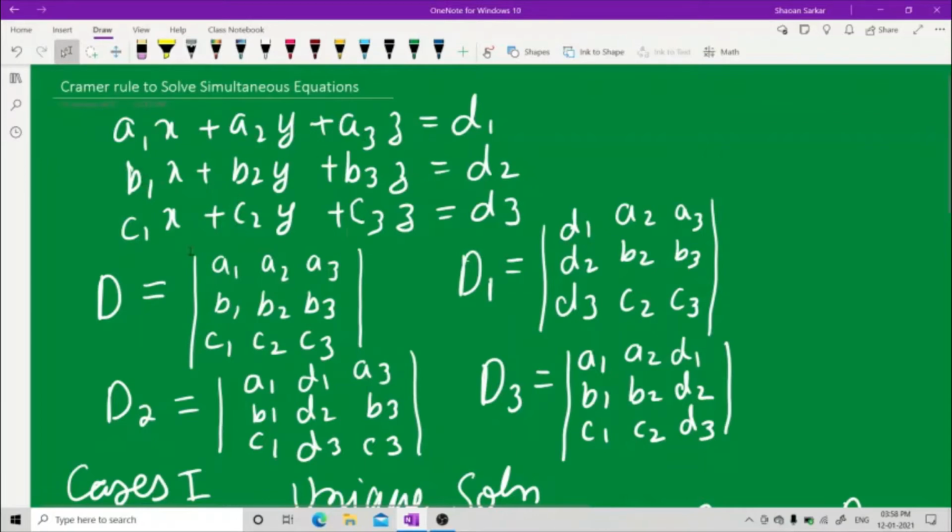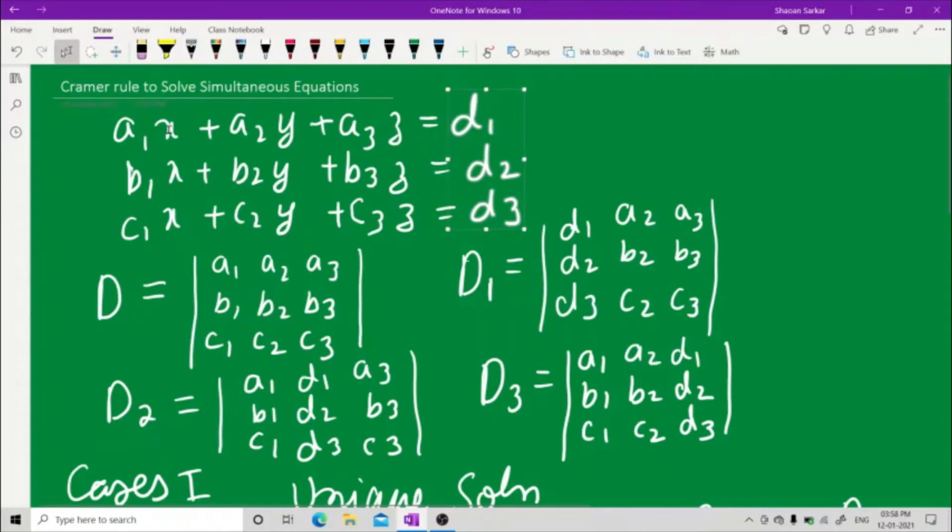Now you will take the first determinant, D. You take the coefficients of x, y and z. Here it will be a1, b1, c1, a2, b2, c2, a3, b3, c3. You take the determinant of this. You know how to take the determinant? You've seen in the previous videos. Now you find the next determinant, call it D1. Hide this column completely, and instead of that, you write this column. That is d1, d2, d3, then the rest is a2, b2, c2, a3, b3, c3.